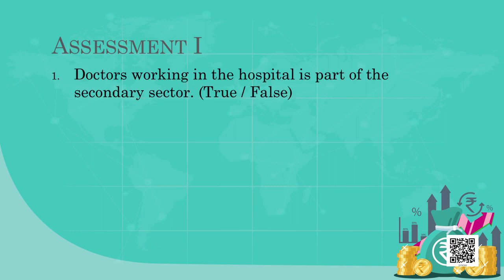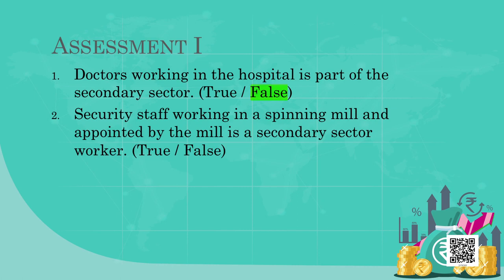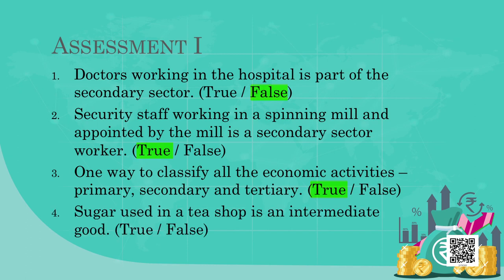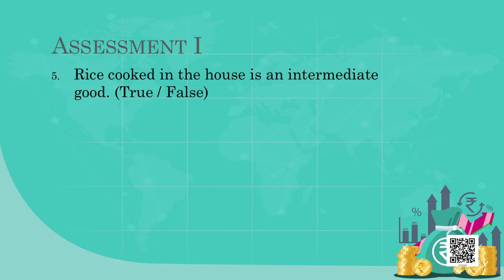Doctors working in the hospital is part of the secondary sector. True or false? False. Correct. Security staff working in a spinning mill appointed by the mill is a secondary sector worker. True. Good. One way to classify all the economic activities is primary, secondary and tertiary. True or false? True. Good. Sugar used in a tea shop is an intermediate good. True. Very good. Rice cooked in the house is an intermediate good. True or false? False. Good.